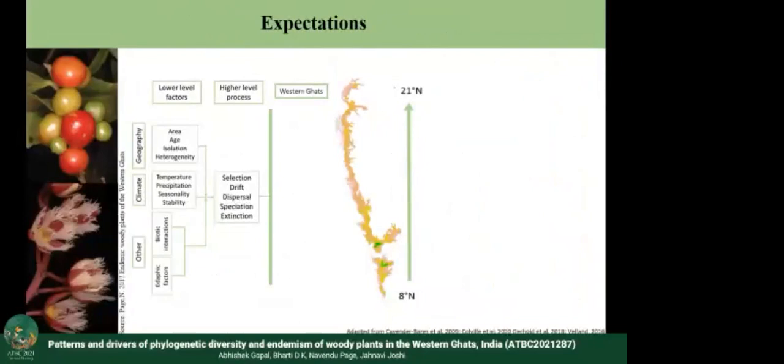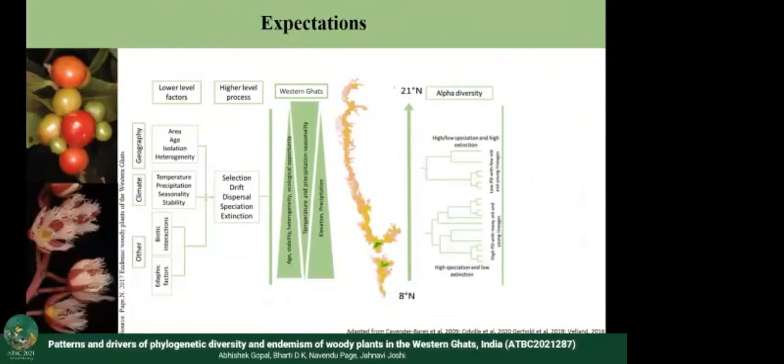Given the history of the Western Ghats and the gradient in factors in terms of age, stability, isolation, and environmental conditions, in the case of alpha diversity, the communities in the higher latitudes are likely to have low phylogenetic diversity with relatively young lineages, and the communities in the lower latitudes are likely to have much higher phylogenetic diversity with many old and young lineages, primarily due to low extinction and high speciation. In terms of beta diversity, the northern latitudes are likely to be characterized by high phylogenetic nestedness driven by wide-ranging species, and the southern Western Ghats are likely to be characterized by high turnover due to range-restricted endemic species.